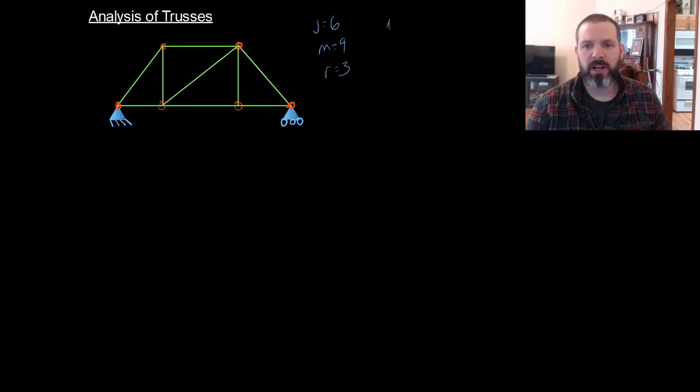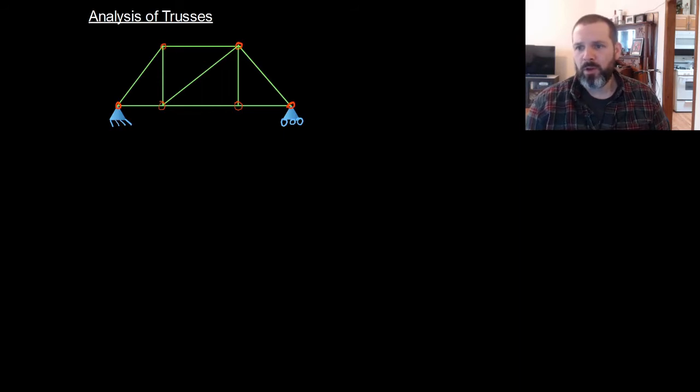So our equation, I equals m plus r, so 9 plus 3 minus 2 times j, which is 6. 9 plus 3 is 12. 2 times 6 is 12. This equals 0. This is a determinate structure, and we can go right ahead and solve.